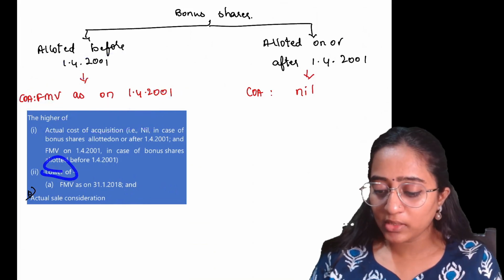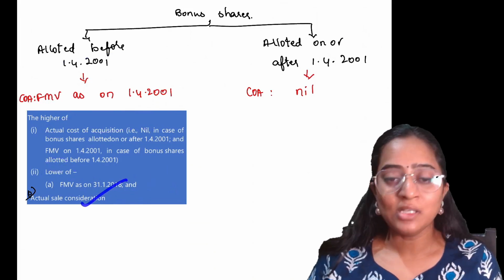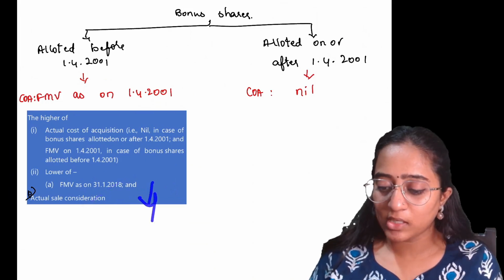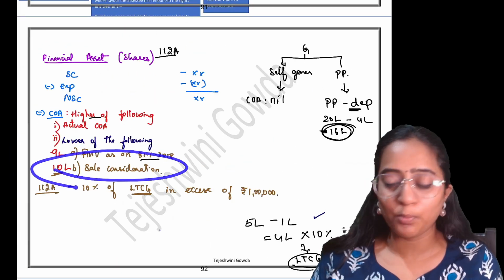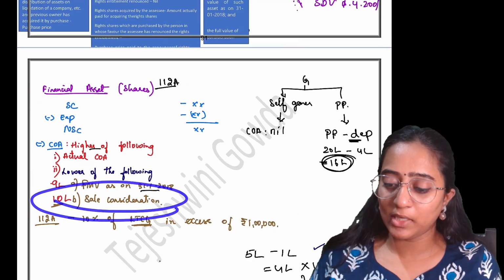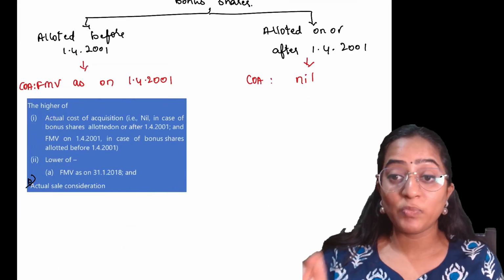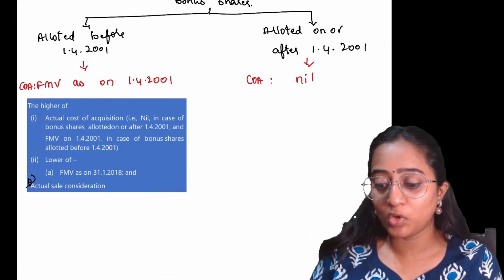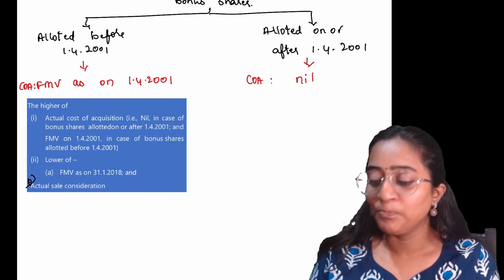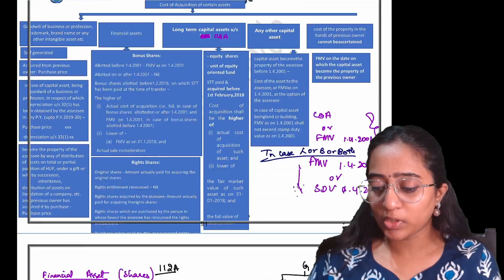And the lower of the fair market value as on 31/1/2018 and the actual sale consideration would be considered. Whatever we have discussed over here, the same point would come into the picture. So you would do this calculation similar to the earlier one, but the cost of acquisition over here would be determined like this: if the bonus shares have been issued on this day, you would consider the fair market value for determination of the actual cost of acquisition. If not, you would consider it as nil. Here, this is about the bonus shares.